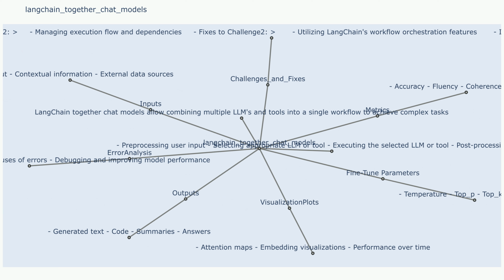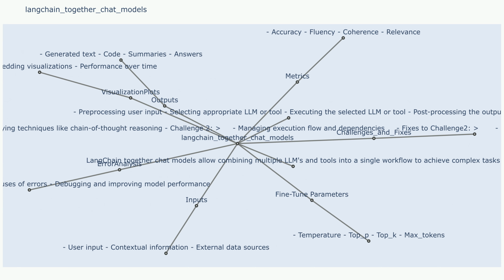Fixes to challenge 1: carefully selecting models with compatible styles and biases, adding explicit instructions or constraints to guide the models toward a consistent response, using model ensembles to mitigate the influence of any single model's inconsistencies.